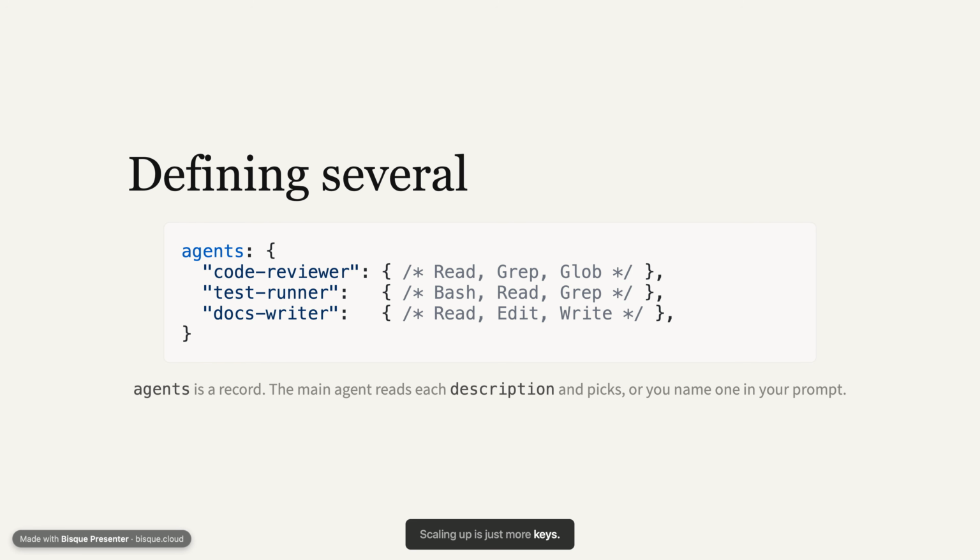Scaling up is just more keys. The agent's option is a record, so you add a test runner that can use bash, a docs writer that can write files, alongside the read-only reviewer. Each one carries its own tools and its own prompt. The main agent then reads the descriptions and decides which to invoke for a given task, or you steer it directly by naming the agent in your prompt. For example, use the code reviewer agent.